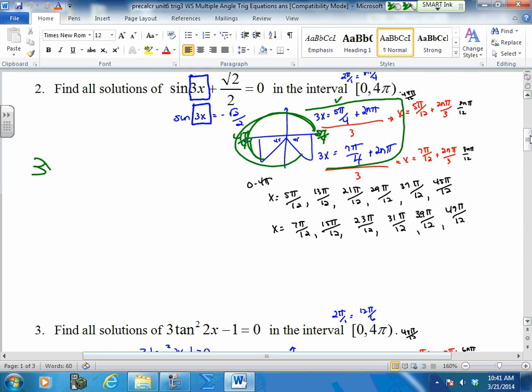Can you see it okay over there? I've got a 5 pi over 4 plus 2n pi. Remember, n is any integer. You got to say it somewhere. I should have said it somewhere there. And then you got another one.